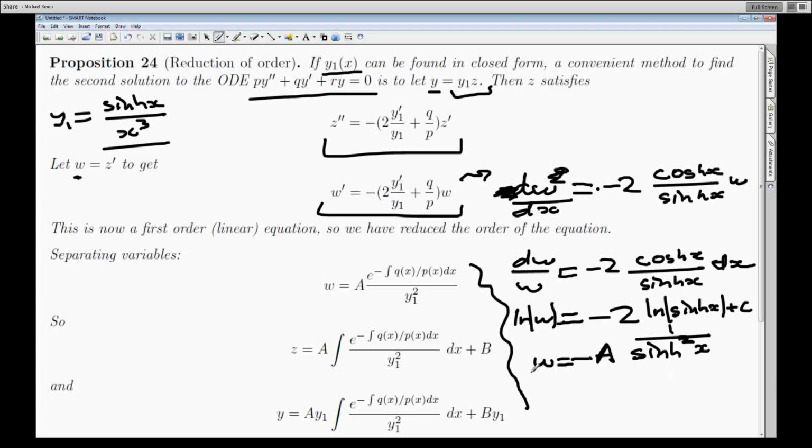But w here, remember, is z dash. So z dash is this one. Basically I've reduced the order, which produces a nice differential equation to separate. Once I've separated it, I integrate a second time. So z is just the integral of this one. The integral of 1 over sin squared x is minus cosec squared's antiderivative, which gives you hyperbolic cot.